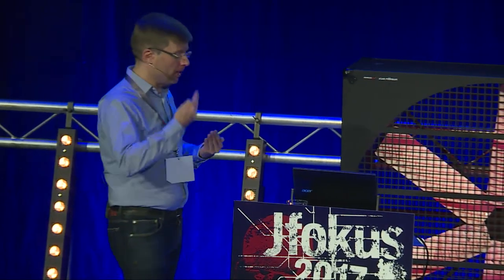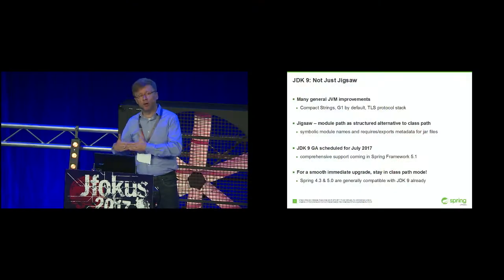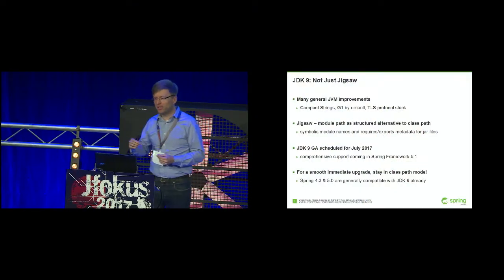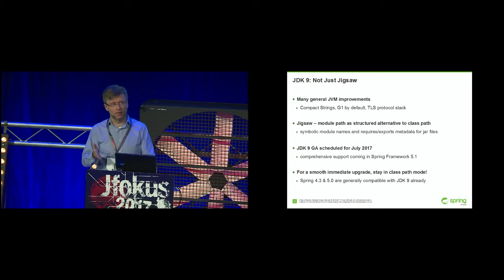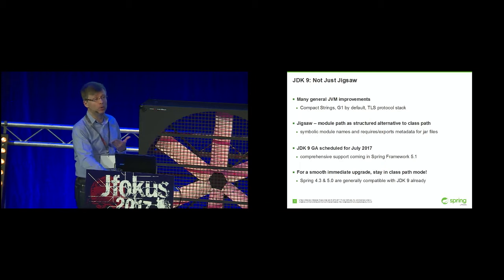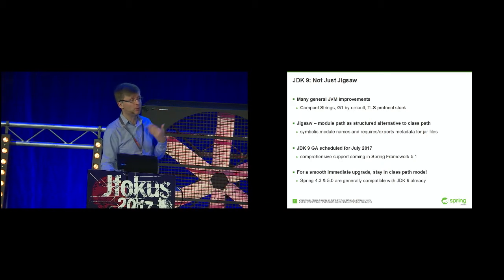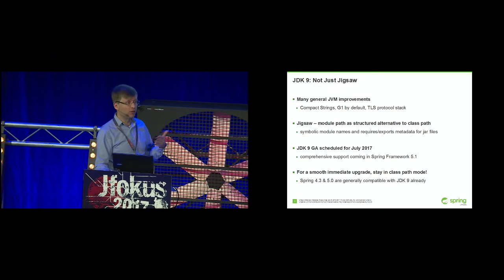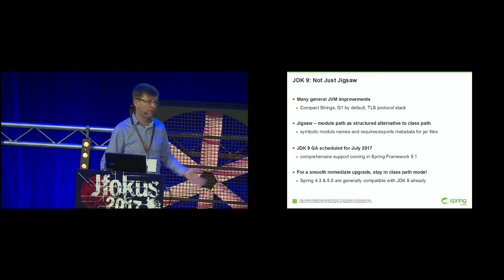So by the JDK9 GA release in July, you will have an open source landscape being generally compatible with JDK9 in class path mode at least. Module path is kind of an opt-in option where you decide to investigate what you can do with Jigsaw and modules. But that should be a second step. Initially, just upgrade in class path mode and make use of JDK9's general refinements and be on the current branch of the JDK again. That alone is a reason, right?